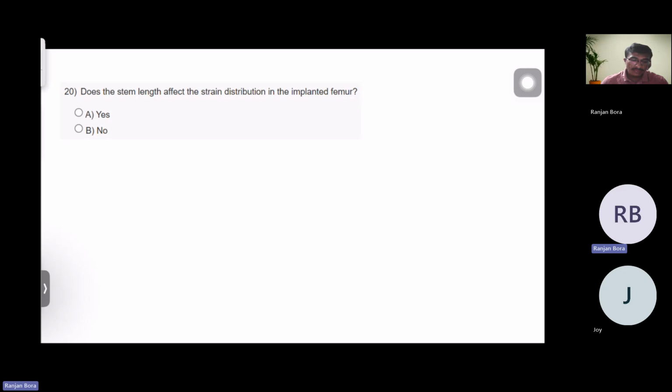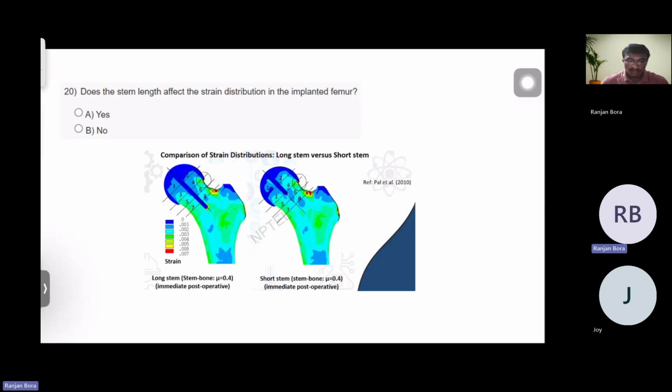Next question is, does the stem length affect the strain distribution in the implanted femur? Yes, the stem length will affect the strain distribution in the implanted femur. Here you can see strain distributions for two femurs with two types of stem length. The first figure is for the long stem length, and the second figure is for a short stem.